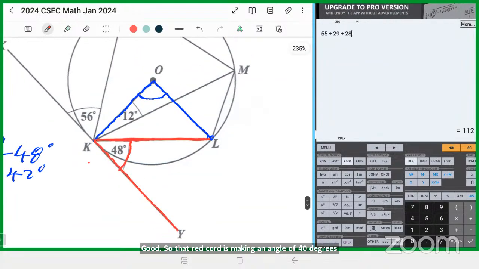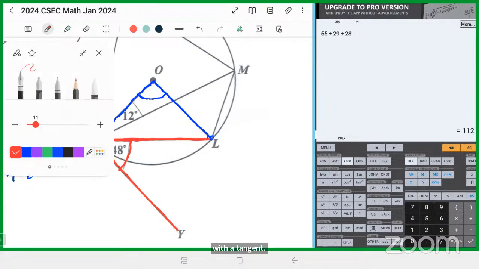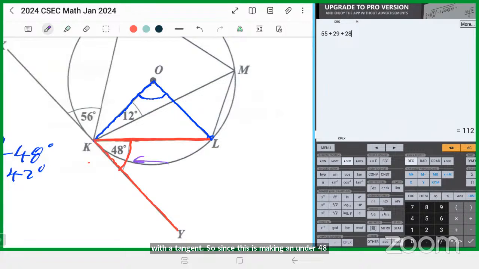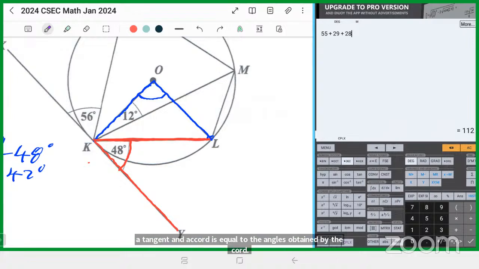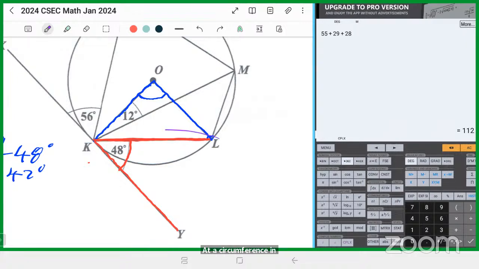So since this is making an angle of 48 degrees with the tangent, that same chord is going to subtend that same 48 degrees at the circumference. We call it the alternate segment rule. Angle between a tangent and a chord is equal to the angle subtended by the chord at the circumference in the alternate segment of the circle. So it means that this same chord is subtending this angle at the circumference up here. So this angle up here is also 48 degrees.